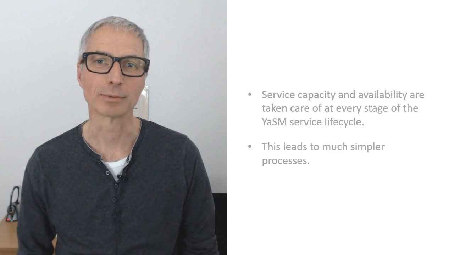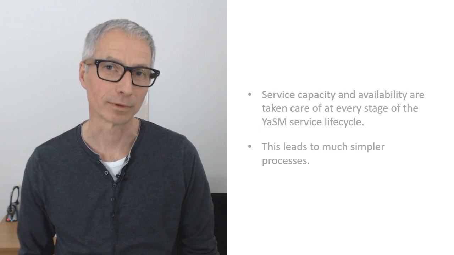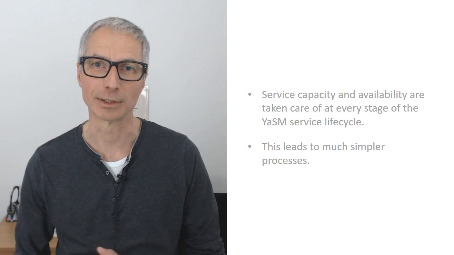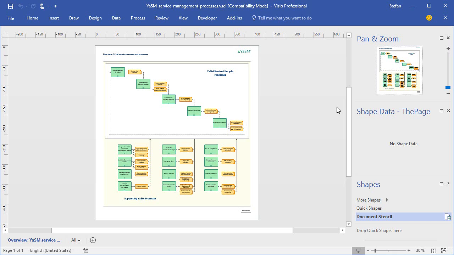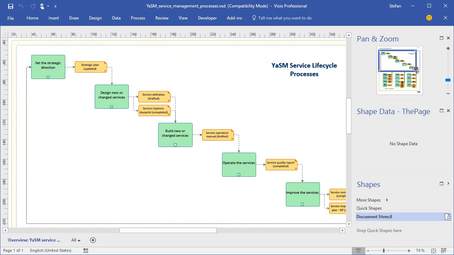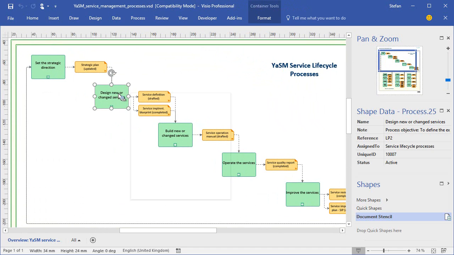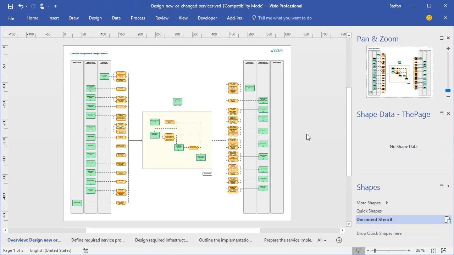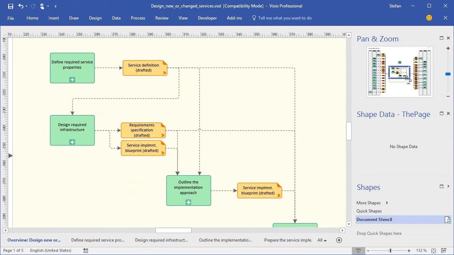And this leads to much simpler processes, as I'd like to show you very briefly in the YaSM model for Visio. This model contains a complete set of Visio diagrams with detailed descriptions of the YaSM processes. Since the YaSM process map is the subject of quite a few other YaSM videos, we skip the introductory part and take the link from the top-level diagram to go straight into service design, to check out how services are being designed in YaSM. What we get to see is, first of all, a high-level view of service design.